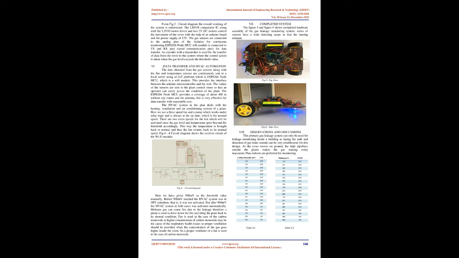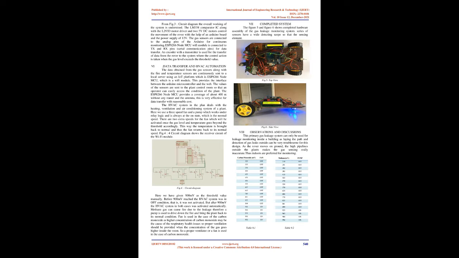The V-Rover circuit. From Figure 3, the circuit diagram, the overall working of the system is understood. The LM358 comparator IC along with the L293D motor driver and two 5V DC motors control the movement of the rover with the help of an Arduino board and the power supply of 12V. The gas sensors are connected to the analog pins of the Arduino for continuous monitoring. The ESP8266 NodeMCU Wi-Fi module is connected to the TX and RX pins, the serial communication pins, for data transfer. An encoder with a transmitter is used for the transfer of data from the rover to the system where the control action is taken when the gas level exceeds the threshold value.